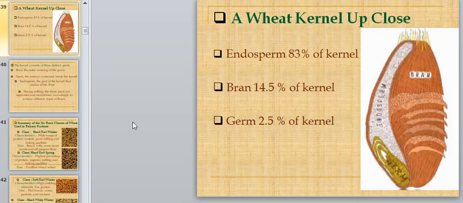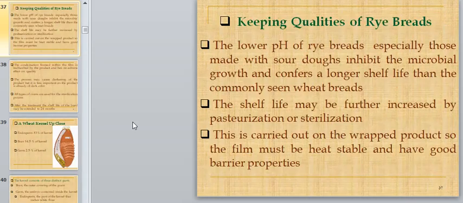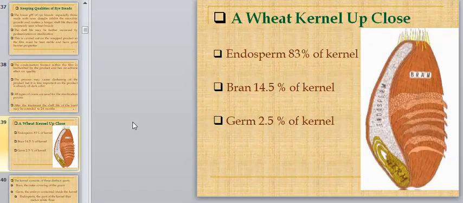So these are the basic components. We were discussing in the previous lectures. First of all, we discussed the important introduction of breads. Then we also discussed the different types of breads. We have now completed all of the most popular types of breads.